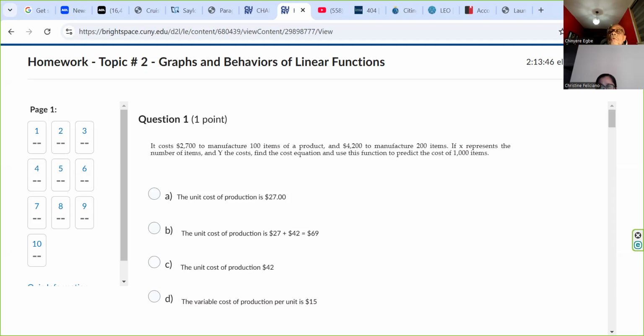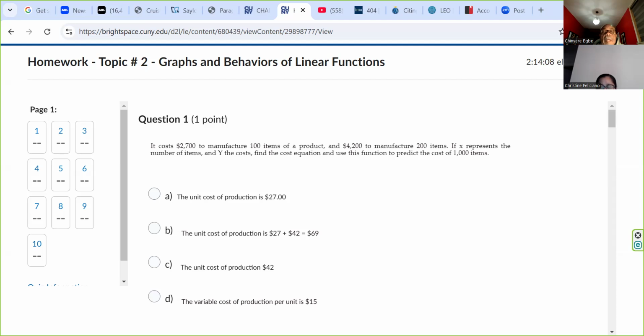Because you choose the number of items you want to produce. And once you choose the number of items you want to produce, you do not control what the cost is going to be. The cost is dependent. So in this case, your y will be the cost.